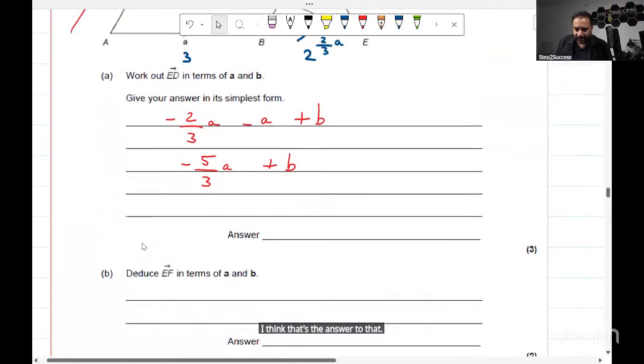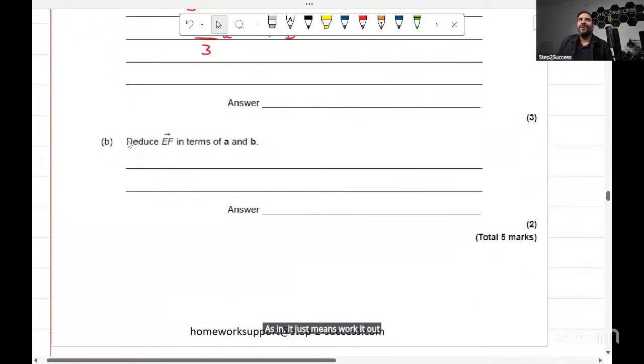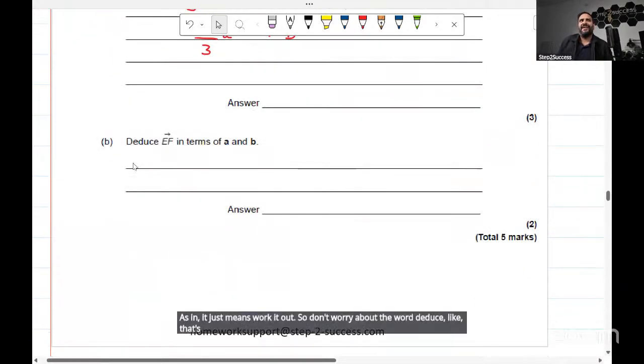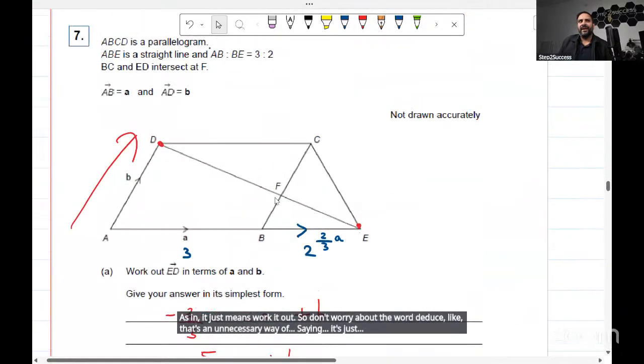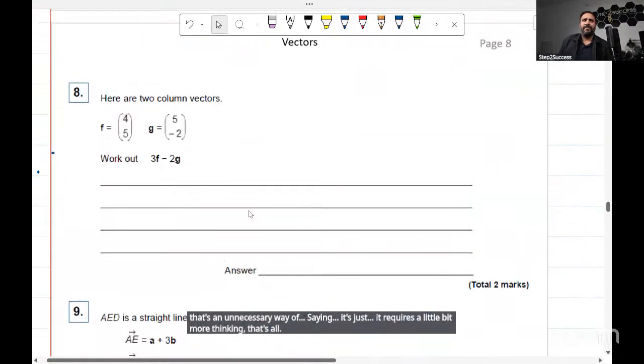As in, it just means work it out. So don't worry about the word deduce. That's an unnecessary way of saying it. It just requires a little bit more thinking. That's all. They'll just try to be fancy about it.